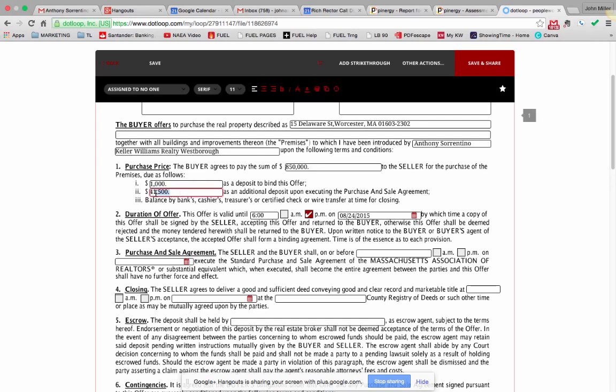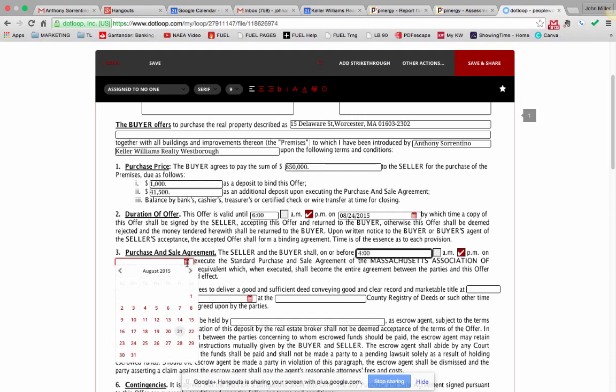This initial deposit will be due at the signing of this purchase and sale agreement. And it should be signed, you can pick a time. Let's say it's 4 p.m. and then we'll pick a date 2 weeks out from now. So that would be the first Friday in September.